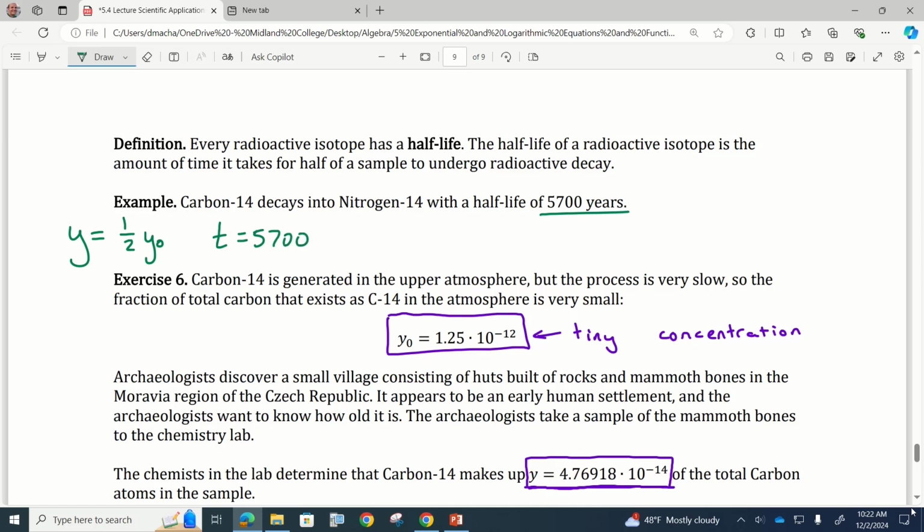So then I could write down this formula, and I'll trade out the y for 1/2 y naught. Divide both sides by y naught. t is 5,700. And so this r is going to be the natural log of 1/2 divided by 5,700. And so somebody with your calculator, tell me, what is little lowercase r to 3 significant figures?